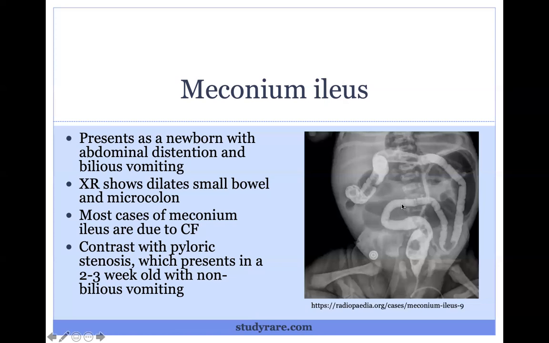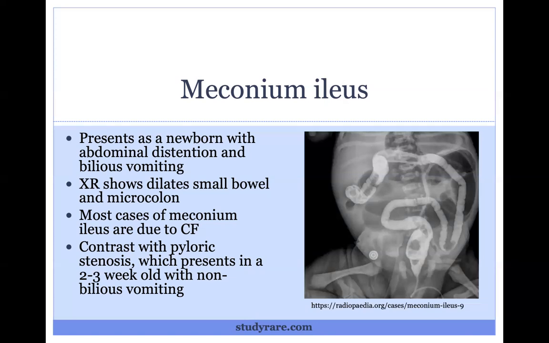Now, also important to note, most cases of meconium ileus are due to CF. So very important to know that if you have an infant with meconium ileus, you want to go ahead and test them for cystic fibrosis. The opposite is not true. Not all infants with CF present with meconium ileus, but just good to know that association.